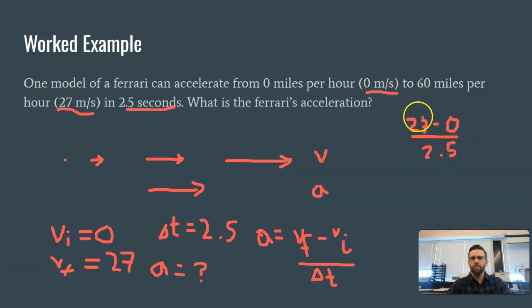All right, this ends up being 27 minus 0, so that's just 27. And then 27 divided by 2.5. So my acceleration is going to be equal to, I'm going to need a calculator for this one, 27 divided by 2.5 is 10.8.